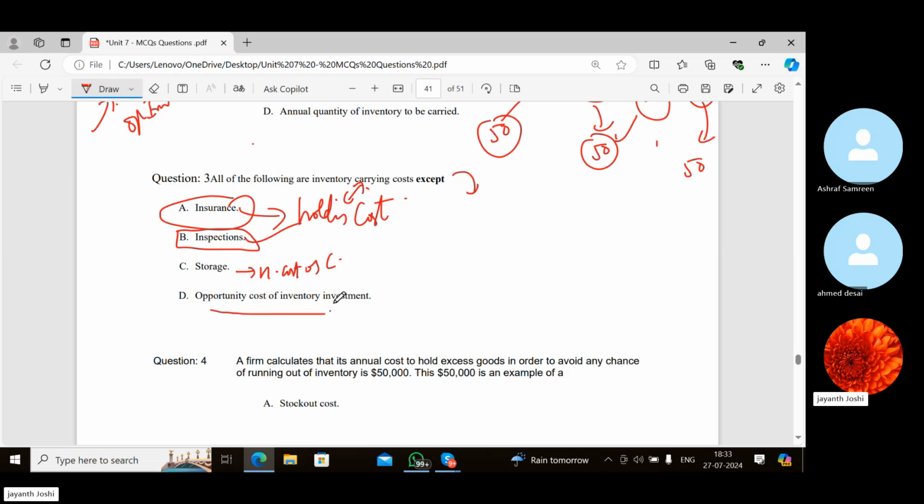Opportunity cost of inventory investment. What is this? See, if you are putting your money in buying inventories and not putting it somewhere else, then you would lose the opportunity of earning from the investment option where you did not invest. And inventory can also become obsolete, or spoil. So opportunity cost of inventory investment and obsolescence and spoilage are inventory holding costs. This is also a holding or carrying cost. Only inspection is not a holding or carrying cost.